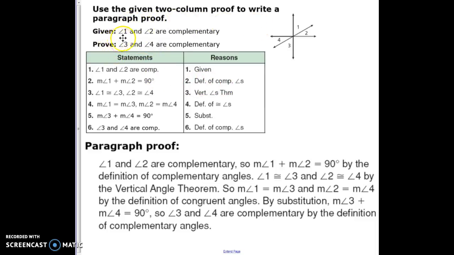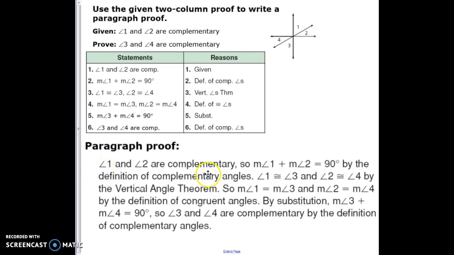So given angle 1 and angle 2 are complementary, prove that angle 3 and angle 4 are complementary. So 1 and 2 are complementary. That means 3 and 4 are complementary. Okay, they've given you the statements and the reasons. I'm going to read through the paragraph to see if it makes sense to you. Now, they didn't start with the word given, but I would start with the word given.